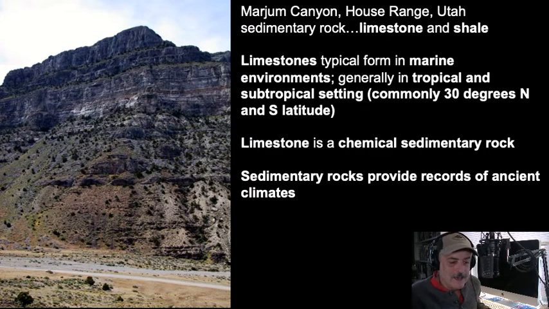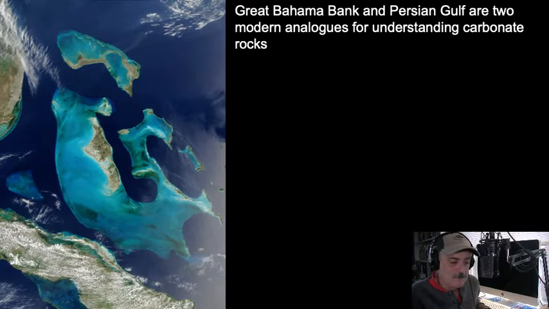These generally accumulate in shallow marine waters in a tropical setting, somewhere between 30 degrees north and 30 degrees south latitude. Today, anyway, that's where they accumulate. So places like the Bahamas, places like the Persian Gulf, and some other coastal areas around the Caribbean and so forth. But it's not a detrital sedimentary rock in this case.